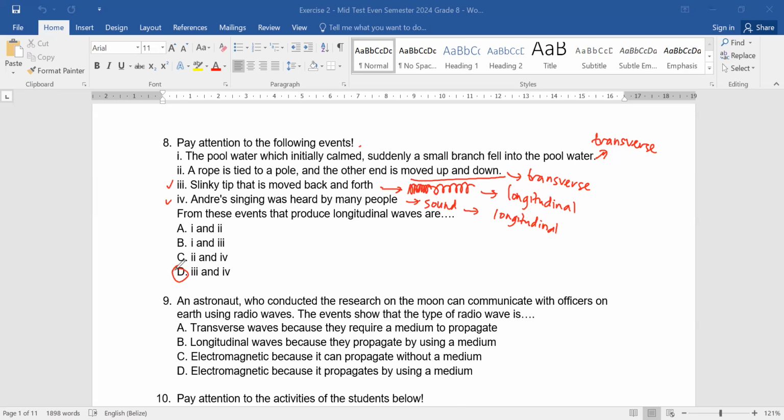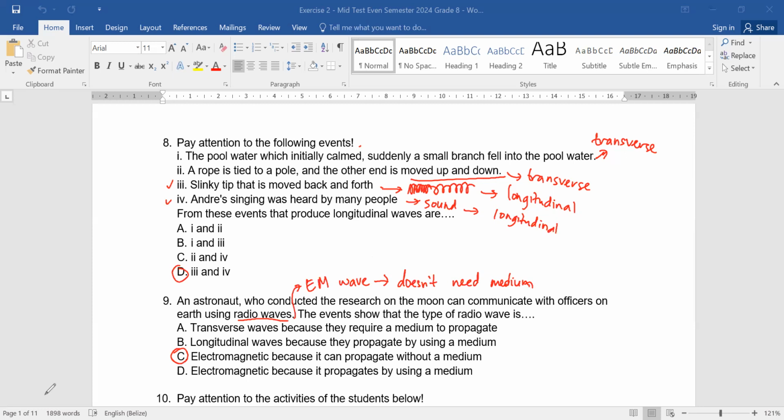The next one, number 9. An astronaut who conducted research on the moon can communicate with a visitor on Earth using radio waves. As you know, radio waves are one of the examples of electromagnetic waves. And as you know, electromagnetic waves don't need any medium to transfer. So the event showed that the type of radio wave is electromagnetic because it can propagate without a medium. Okay, right. So that's for number 8 and 9.